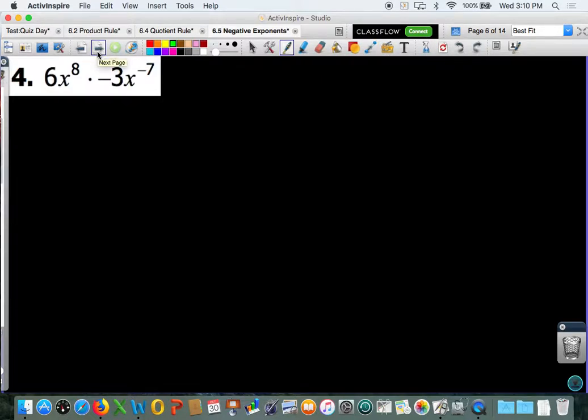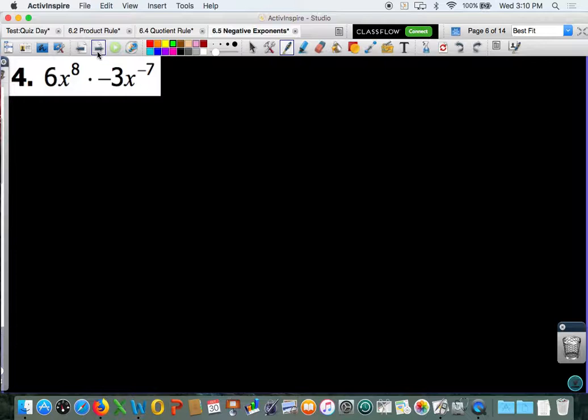All right, so on 4, we've got to do a step first. This time we're multiplying before we change anything. Always perform whatever action they want you to first before you move things around your fraction bar, before you change your negative exponents to be positive. This will save you a lot of time and a lot of confusion.